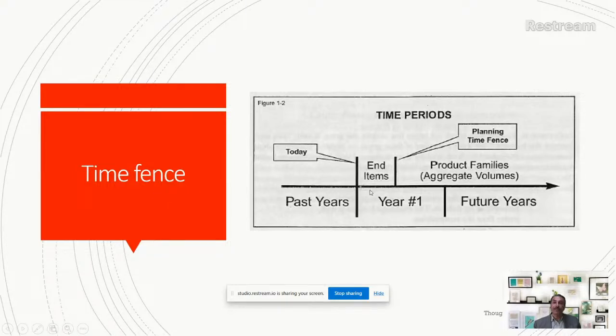Now if you are in the weeks, maybe the next 3 or 4 weeks, we are talking about the end items for the immediate requirement. But when you are talking about after a few weeks, maybe in terms of 6 months or 1 year, we are going to talk about product families. Okay, you need to forecast in terms of family, then only the accuracy will be more.